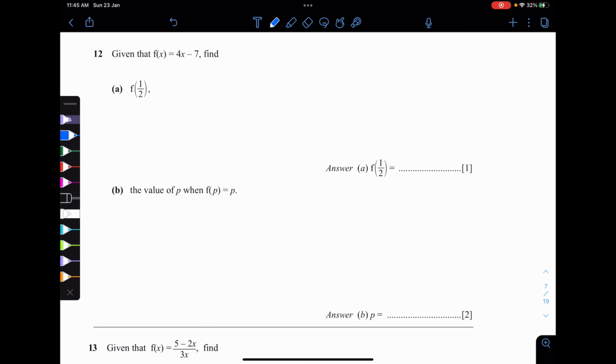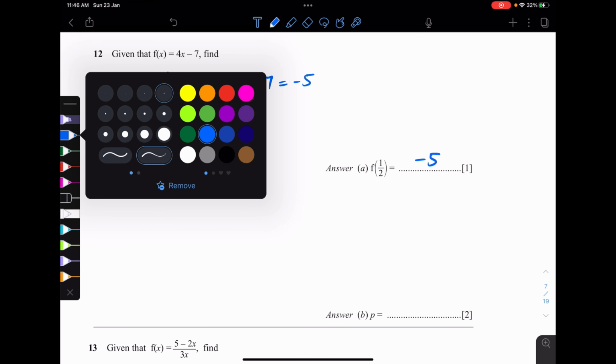For question number 12, we're going to do f of half, which means 4 into half minus 7. So there will be a little bit of cancellation going on. So this is 2 minus 7. This is negative 5. Perfect.